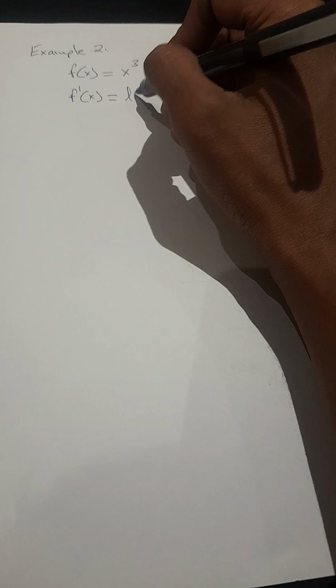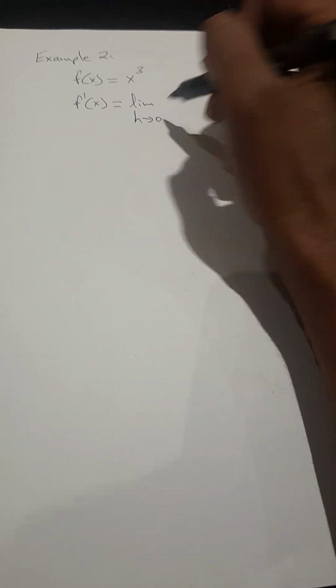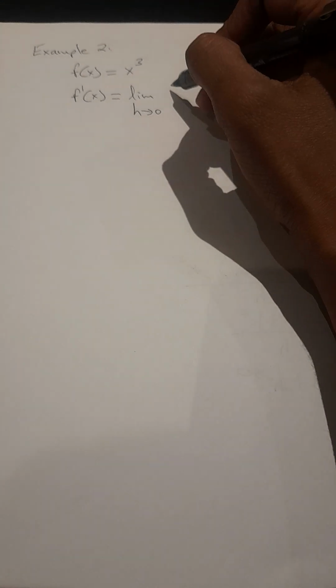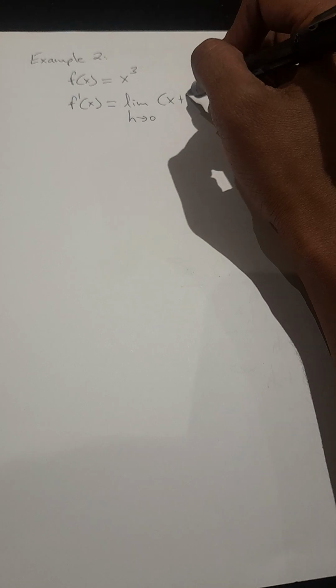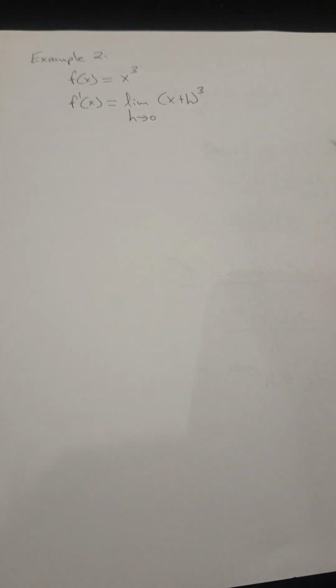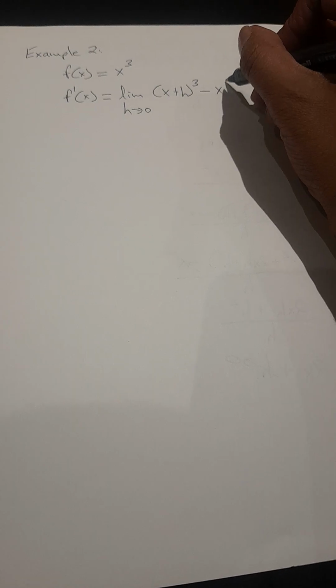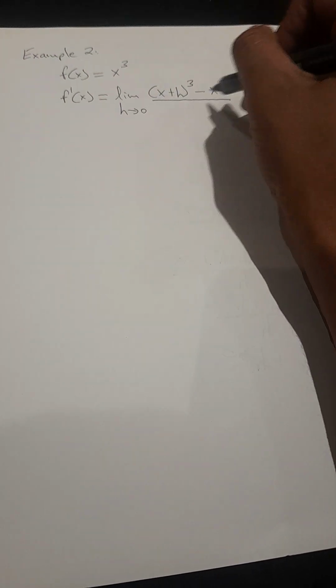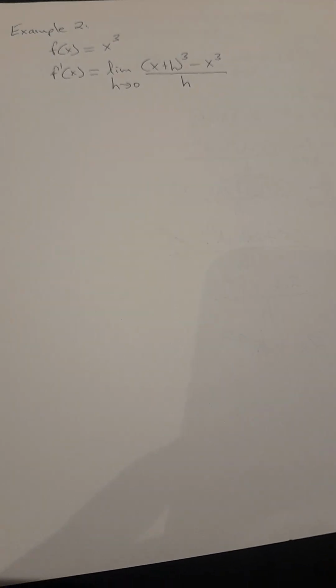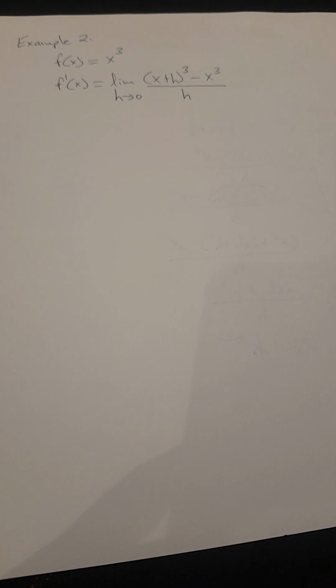And I'm going to again find the derivative of this function. So the limit as h approaches 0 of x plus h, cubed, minus my f of x function, which is x cubed, over h.